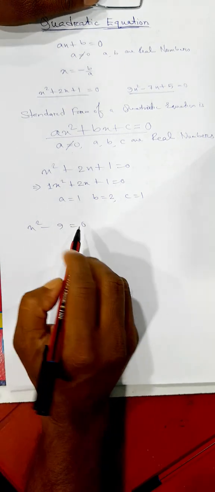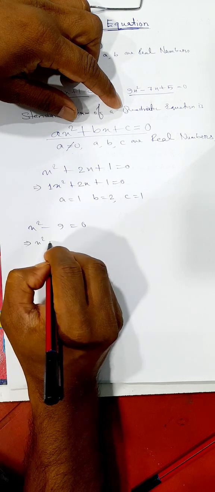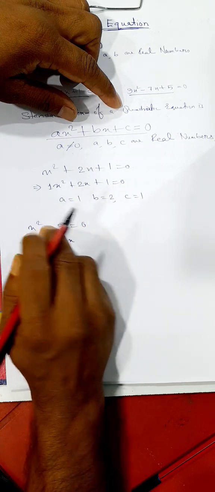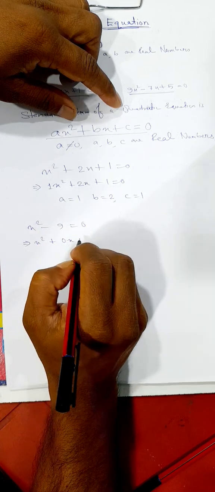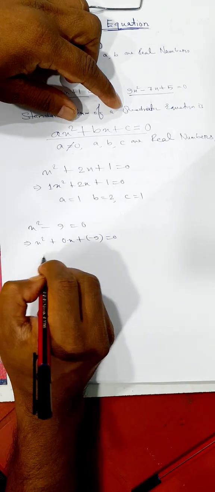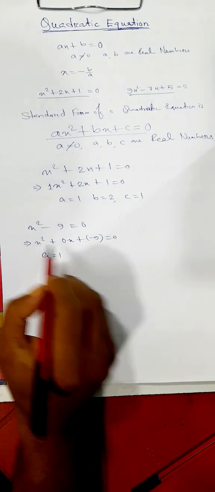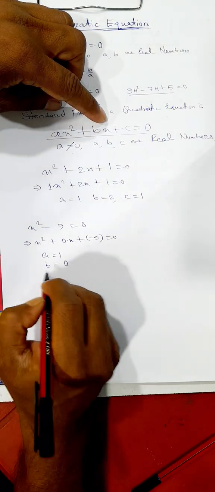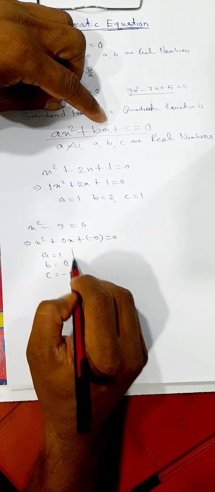Similarly, say for example this equation, x square minus 9 equal to 0. Now if you compare this equation with standard form, you can write it as x square plus 0 multiplied by x. Here the middle term does not exist, so we are writing 0 multiplied by x, plus minus 9 equal to 0. That means here a equal to 1, the coefficient of x square is a; b, the coefficient of x, is 0; and the constant term c equal to minus 9, right?